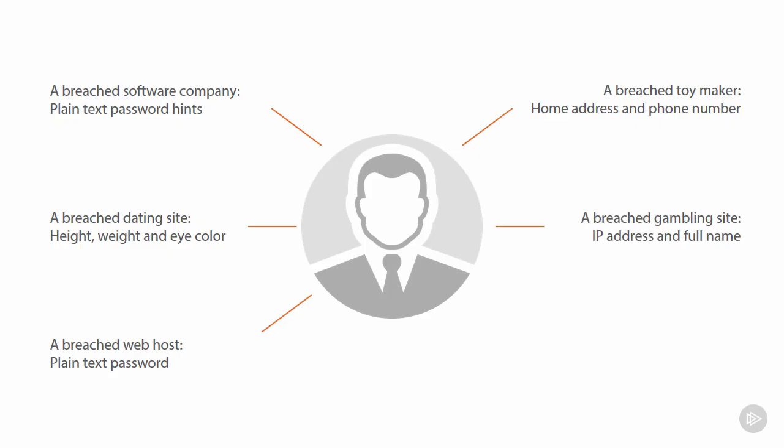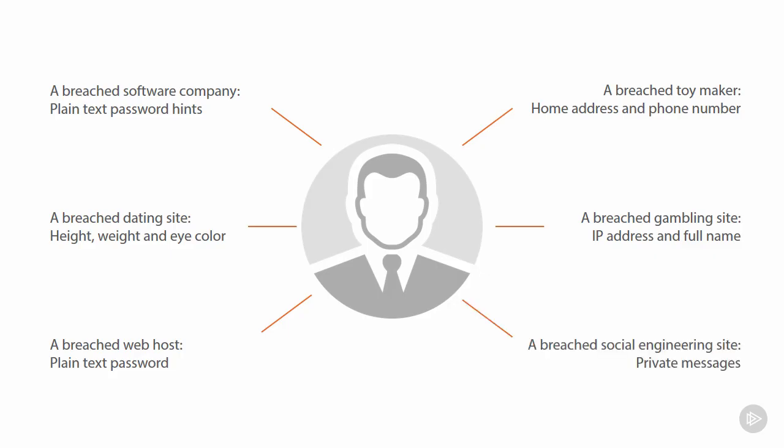A gambling site with IP addresses and full names. So once you have an IP address, you have another piece of data that identifies where the individual lives, plus you know who their internet service provider is. And that's a piece of information that can be used by the social engineer.